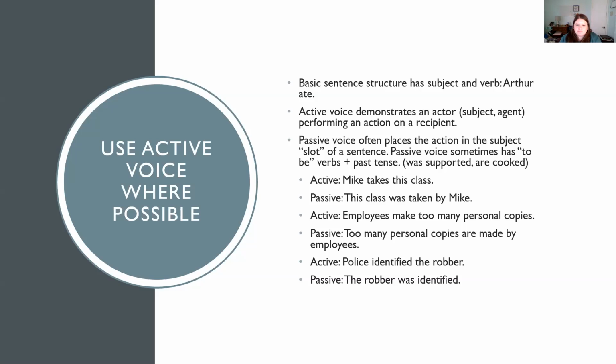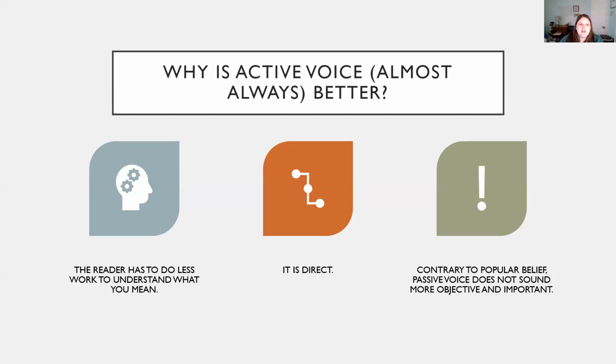Another active example, employees make too many personal copies. So that's an active sentence. Whereas passive would be too many personal copies are made by employees. And then the last one, active, would be police identified the robber. Passive would be the robber was identified. And that could be the robber was identified by police. It doesn't really make any difference, because when you say was identified, versus including the actor there, then that makes it passive. So active voice is almost always better, and we'll talk about some situations where it's not better in a moment. But here's some reasons why it's usually better.